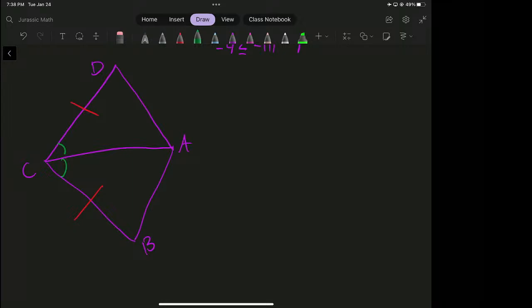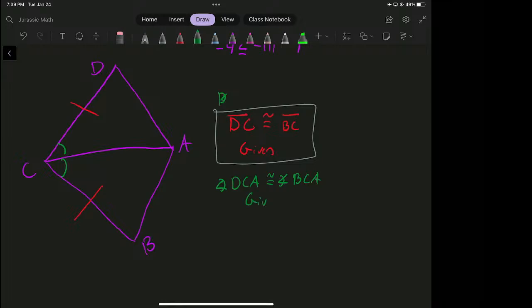So, let's see here. We have in red. That's not red, that's green. DC is congruent to BC. That would be our given. That's one box. Our green box would be angle DCA is congruent to angle BCA. Given as well. That would be the second box.